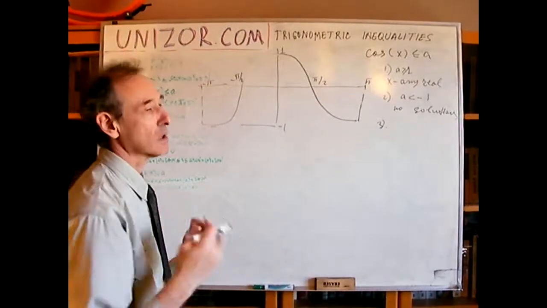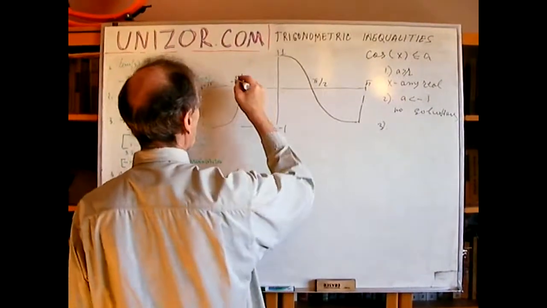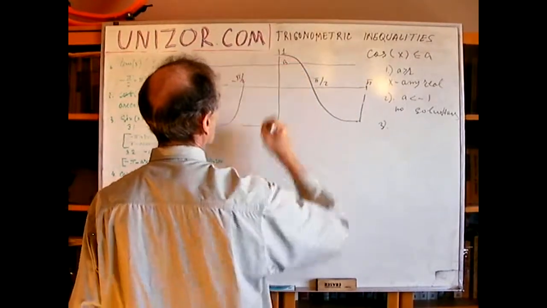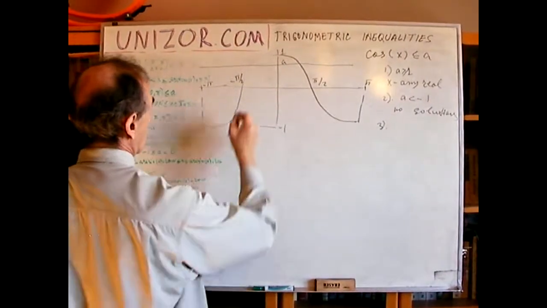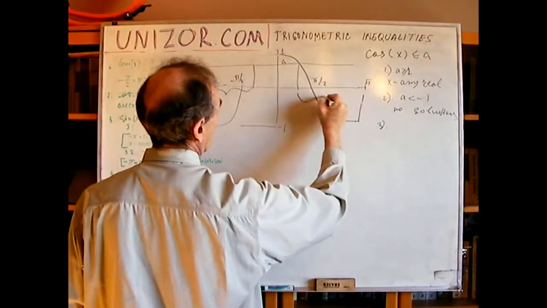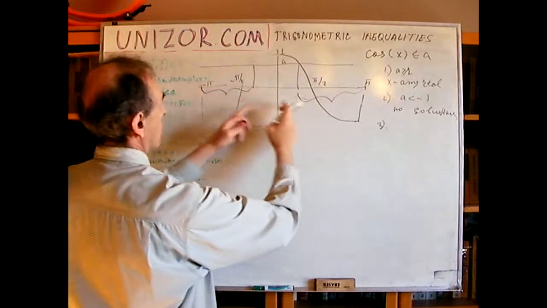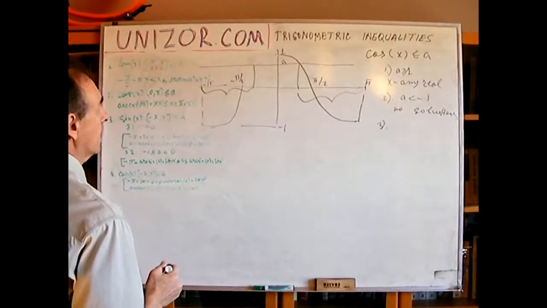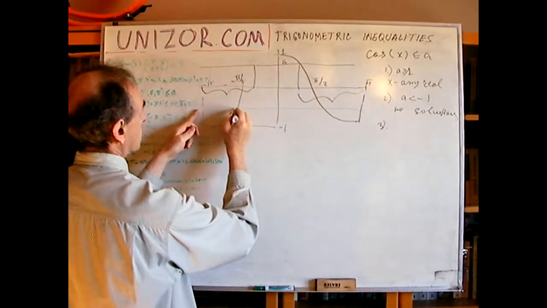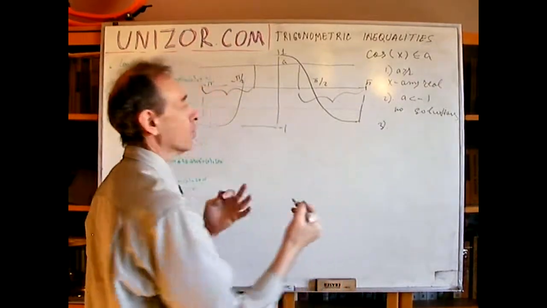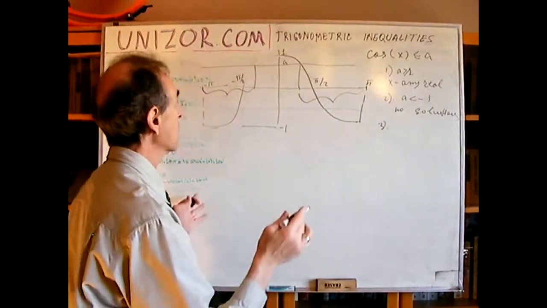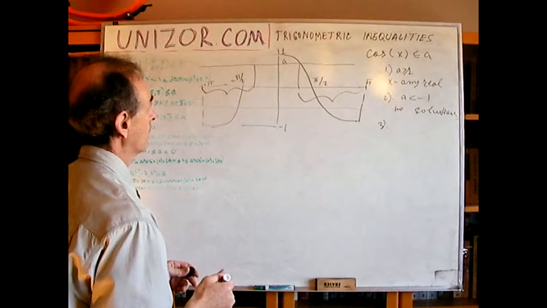But you see, because cosine is a symmetrical function, no matter where I put this line, a, here, in this case I have this interval and this interval where the function cosine is below a. Now if a is negative, I still have the same two intervals, one interval where it's below a and another. So it's always two intervals. In the case of sine, sometimes I have one interval, sometimes two. In the case of cosine, I always have two intervals.